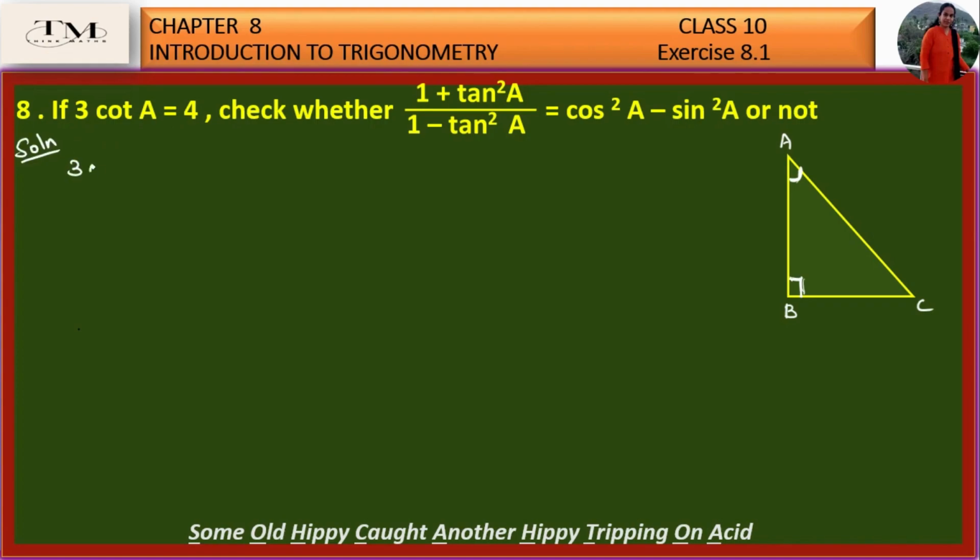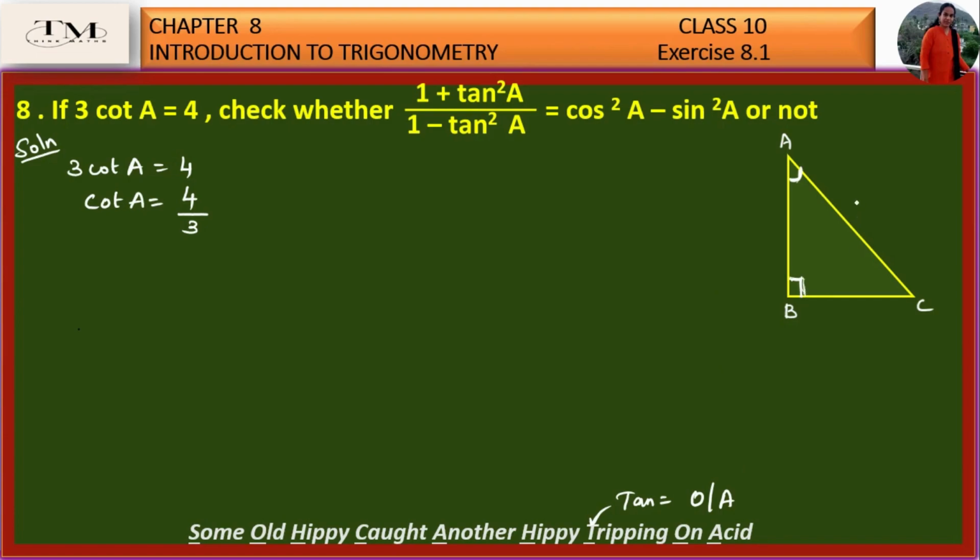It is given that 3 cot A equals 4. So then cot A will be equal to 4 by 3. 3 is in the numerator, it will come to the denominator. So what is cot A? Cot A is nothing but the inverse of tan. So this is tan. T is for tan, and tan is equal to opposite by adjacent.